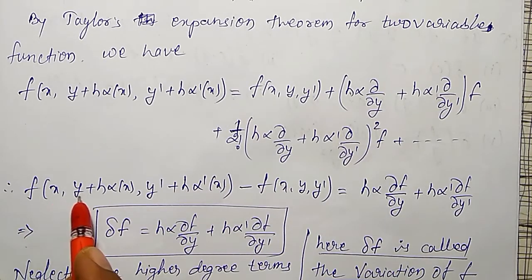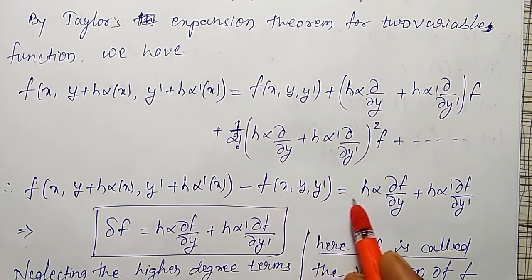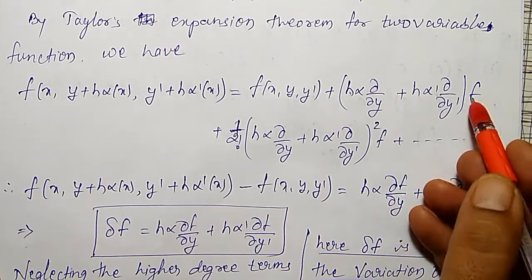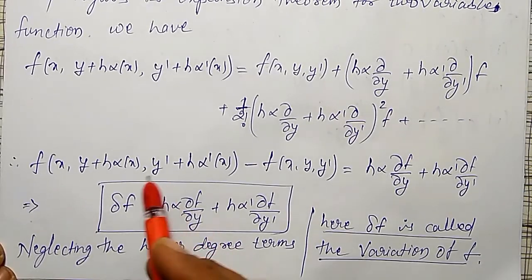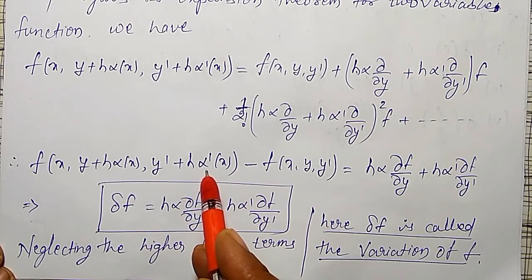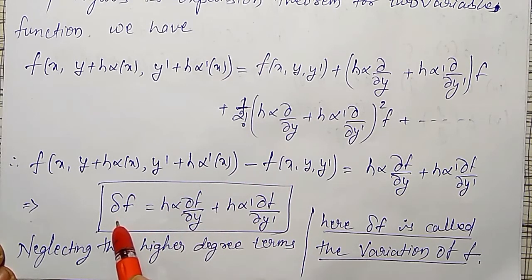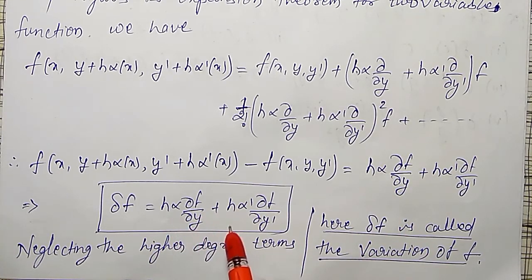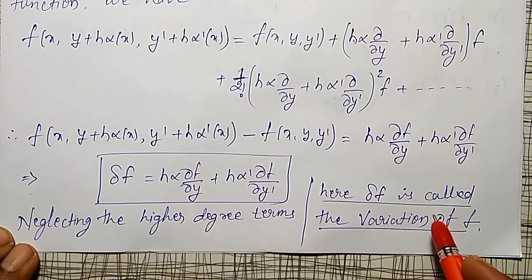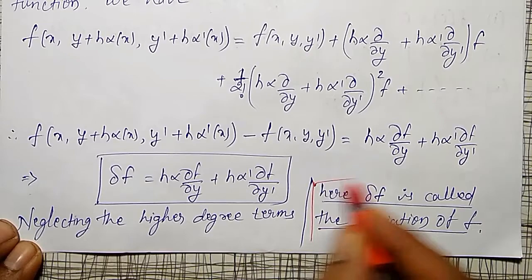f of (x, y plus h alpha, y dash plus h alpha dash) minus f of (x, y, y dash) is equal to the first term only, with f multiplied inside: h alpha of ∂f by ∂y plus h alpha dash of ∂f by ∂y dash. Therefore the left hand side is nothing but the difference in the function f, which I denote by delta f, and the right hand side becomes h alpha into ∂f by ∂y plus h alpha dash into ∂f by ∂y dash. Here delta f is nothing but the variation of f.